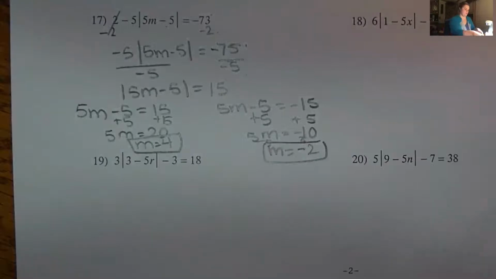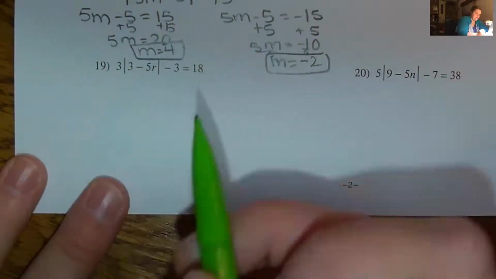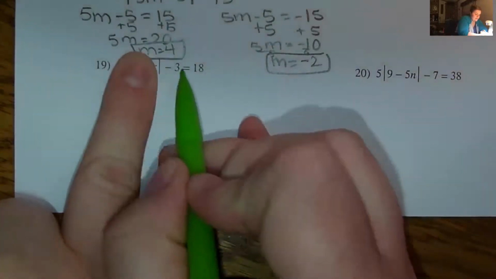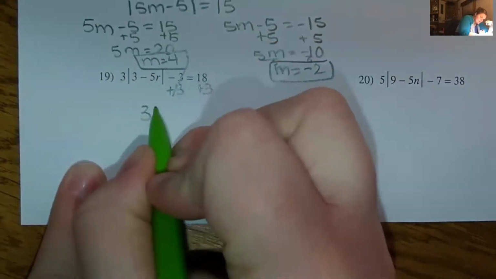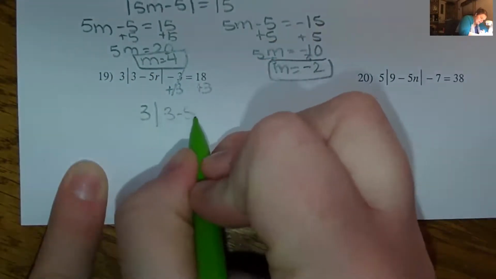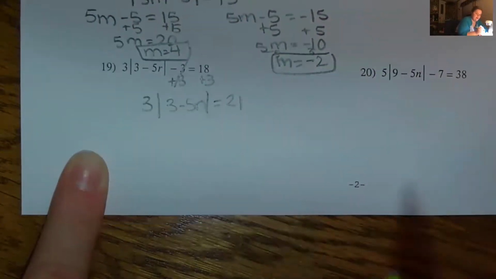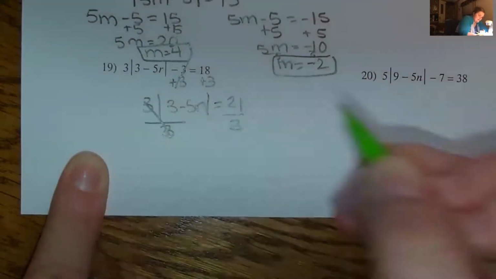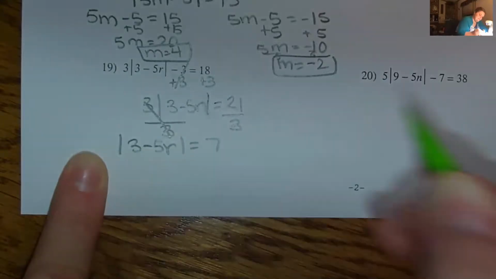Okay, one more for safekeeping, and then I'll let you guys start working on it. Again, are the absolute value bars by themselves? They're not. So let's cover this part up. How do I get rid of that minus 3? Add it. Now that's gone. So I have 3 times the absolute value of 3 minus 5r equals 18 plus 3, which is 21. How do I get rid of multiplying by that 3 on the outside? Divide. So I have the absolute value of 3 minus 5r equals 7.